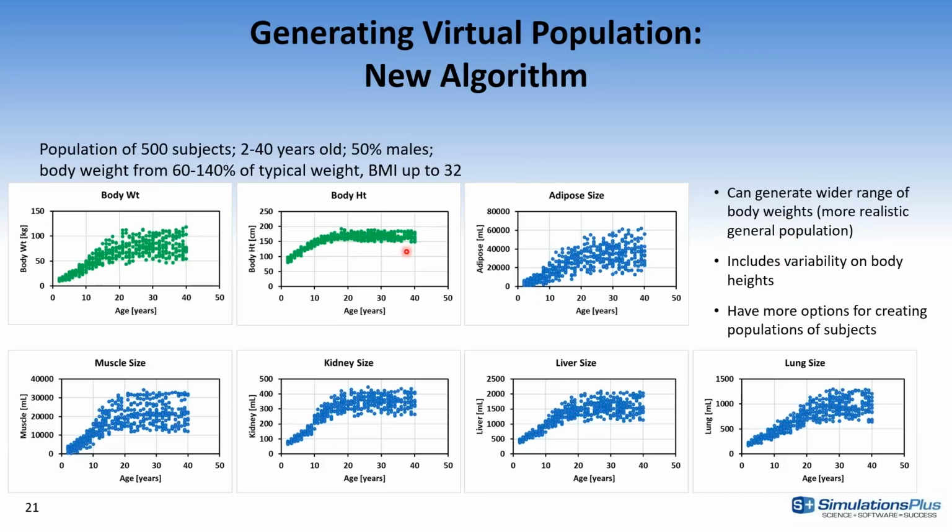So the main improvements are you now see the variability in body heights as well. You will see an option to create populations with wider range of body weights and heights, BMIs, but you also have a better control over the population. So you have an option to define a specific weight ranges, BMIs, and select the subjects from that population with only those specifications.